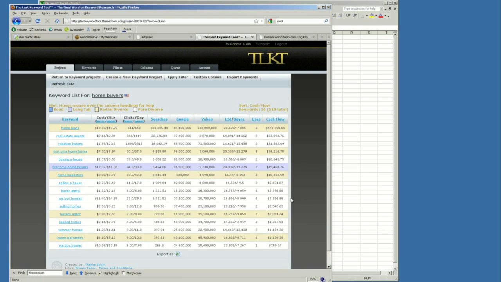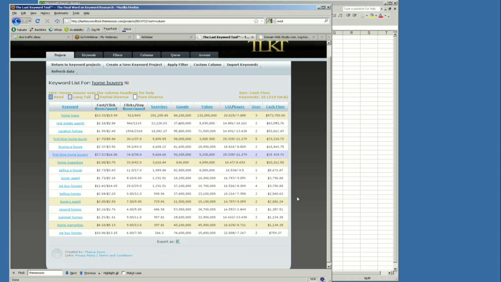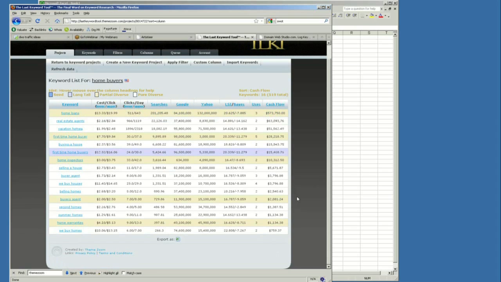Yes, it's added the extra 3 keywords to the list. Okay, so good: home loans, real estate agents, vacation homes, interesting. First-time home buyers, buying a house, first-time home buyers, inspectors, selling a house, buyer agent. Buyer agents, do you know what those are? Those are the guys buying the house for the first-time home buyers. Is that how I'm seeing it? Yeah, I would think so.